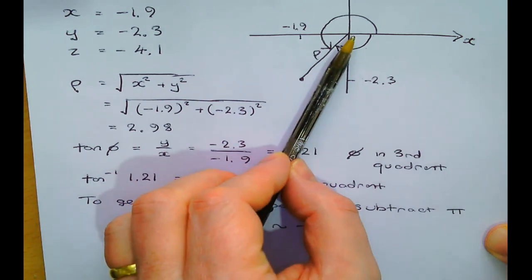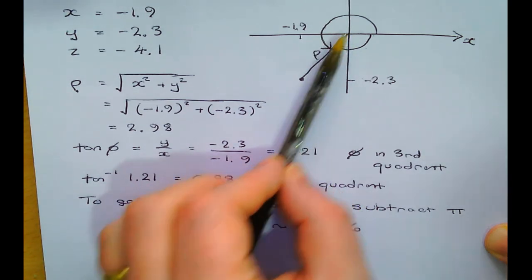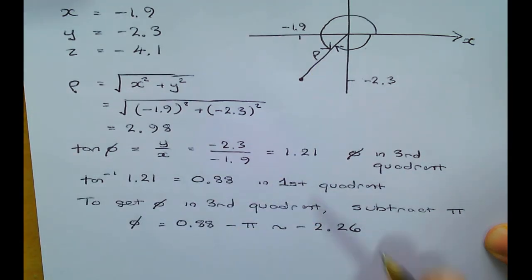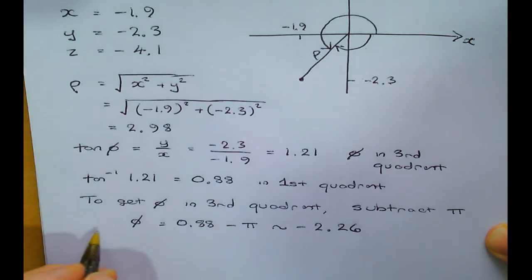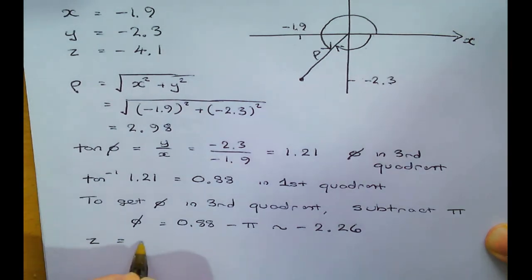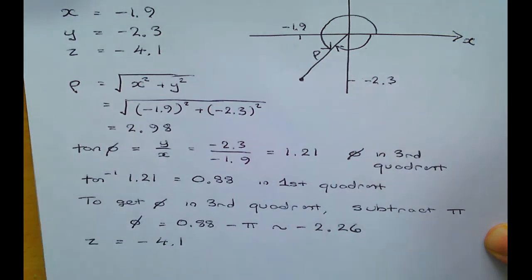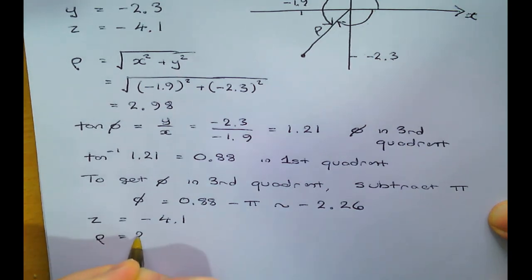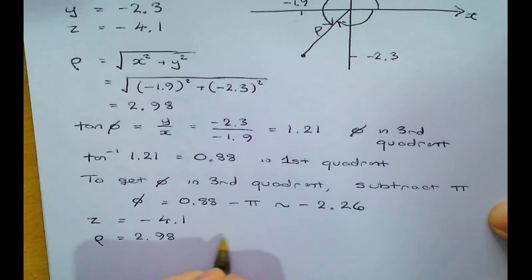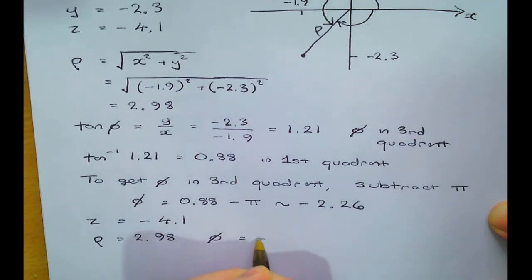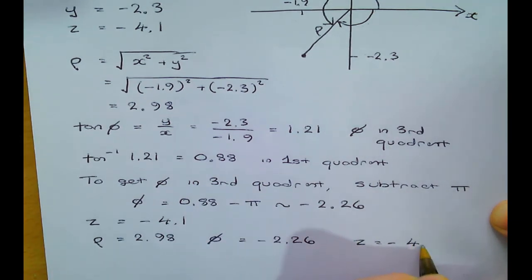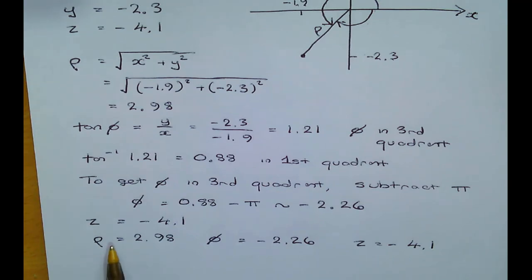And of course that looks reasonable. Minus 2 radians would give us somewhere near here. We're going just that little bit more clockwise, so that little bit more negative, minus 2.26. And of course z, it's the same z. Z is minus 4.1. So what we come out with here, rho is equal to 2.98, phi is equal to minus 2.26, and z is minus 4.1. So we've found rho, phi, and z for the point here.